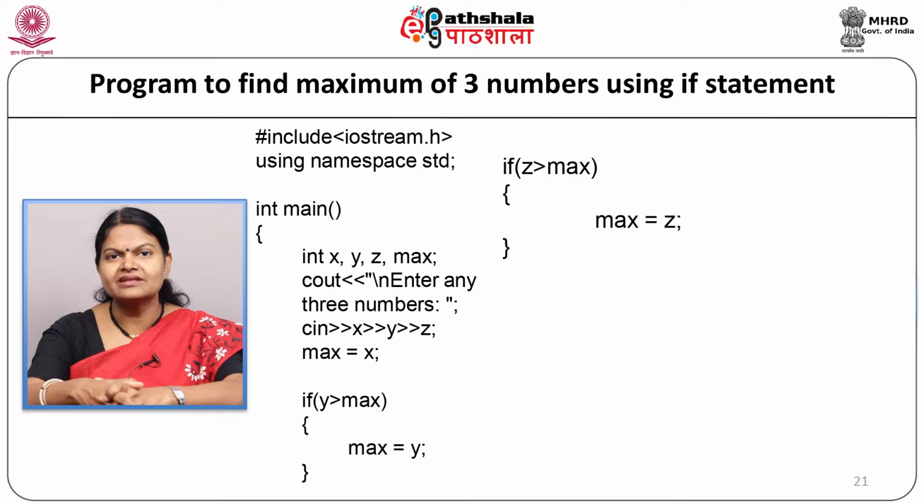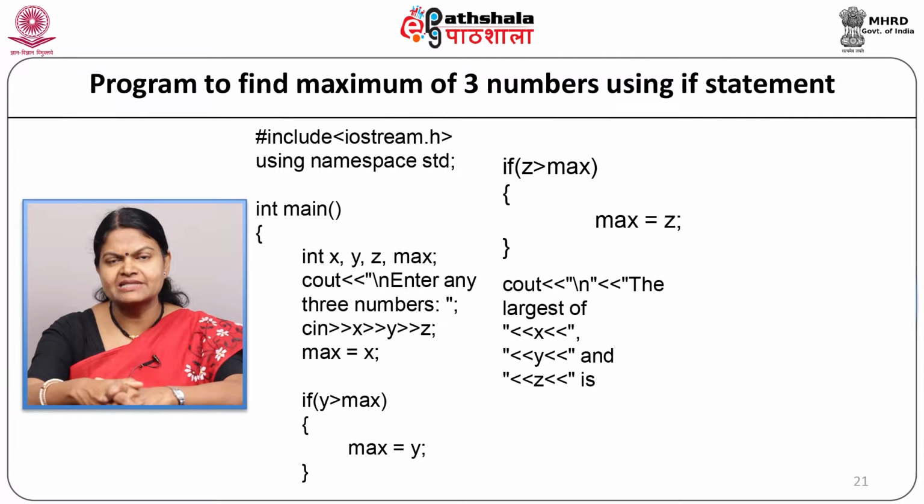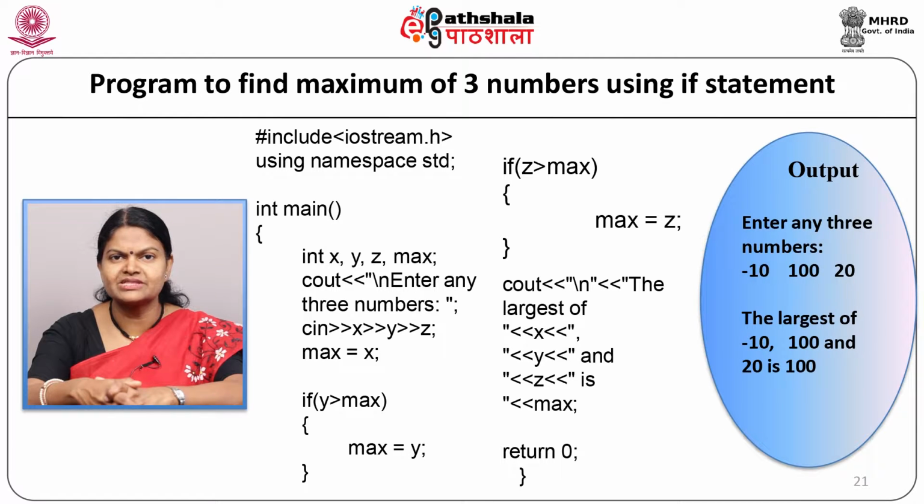So here either x will be the maximum number, or y will be the maximum number, or z will be the maximum number, and at the end we will display cout << "The maximum between x, y, z is" and the value of max, and our program will end here. After executing and compiling this particular program, it will display the message "Enter 3 numbers". Suppose the 3 numbers are 10, 100 and 20. It will display the maximum as 100.